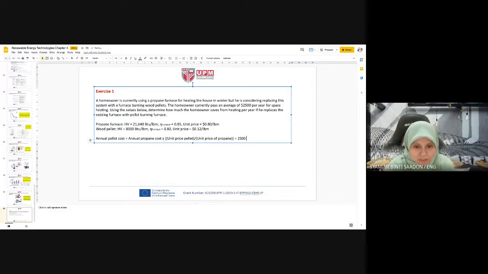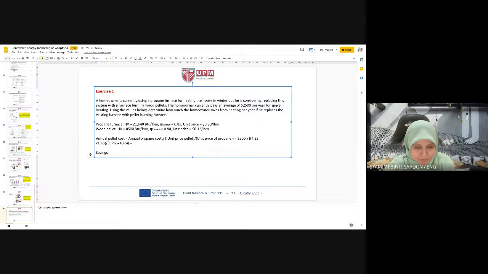So 2,500 times the value we got just now for propane, 4.35 times 10 to the power of 5, and divide by the pellet value, 1.765, again 10 to the power of 5 as well. Okay, so that is how we get the annual pellet cost, and then how much saving we make.